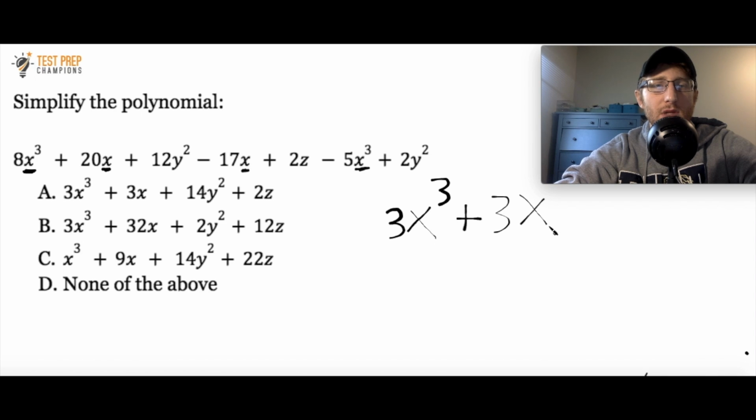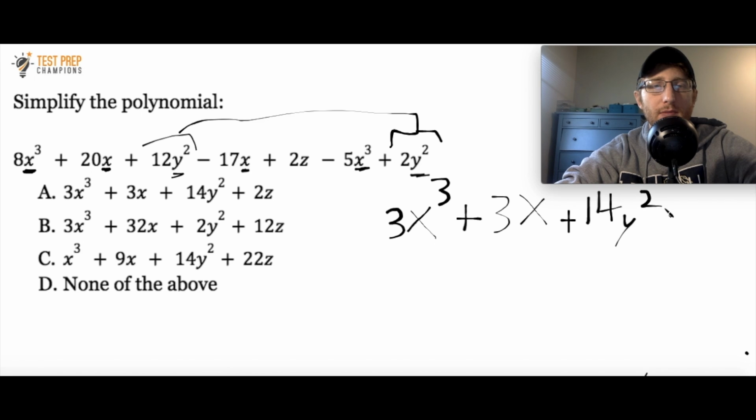So next, let me do the y squared. So we see that we've got 12y squared and we've got 2y squared. So I want to look at the numbers out front of both of these. So I've got 12y squared and 2y squared. So I can do 12 plus 2, which is 14. And I just want to bring that y squared along for the ride. So I'd end up with 14y squared.